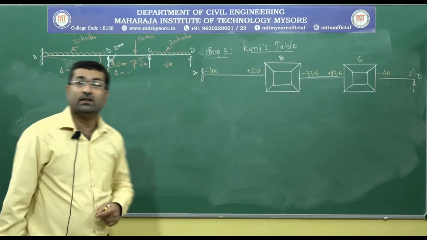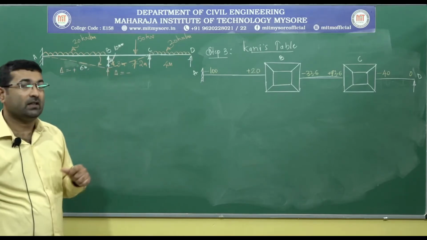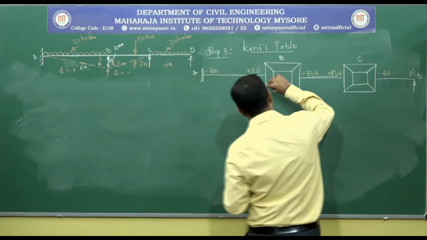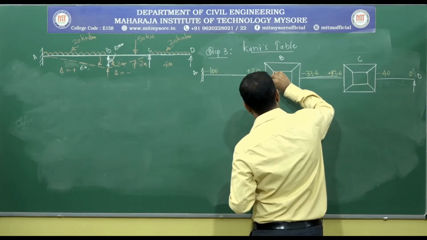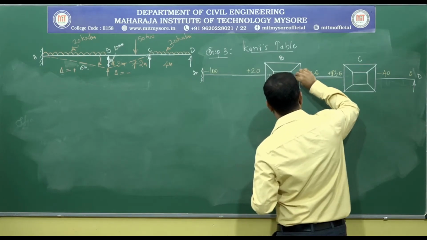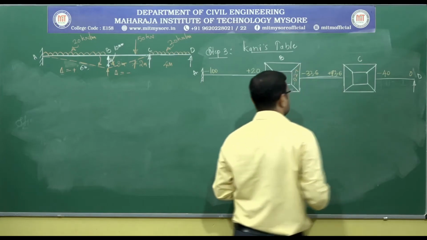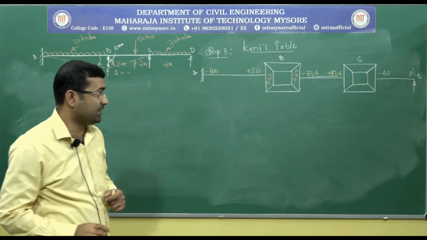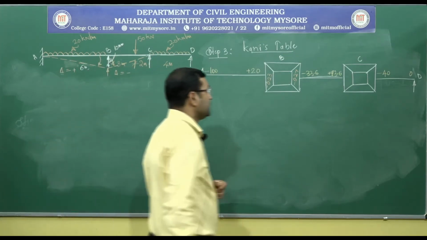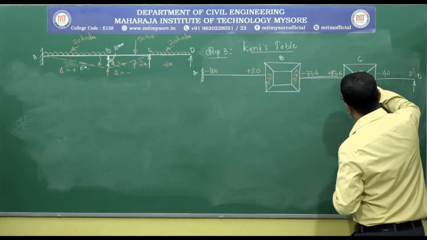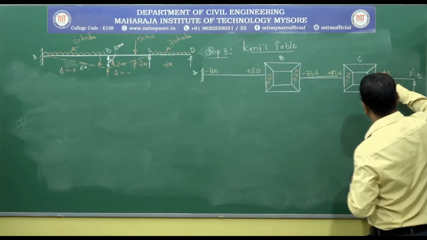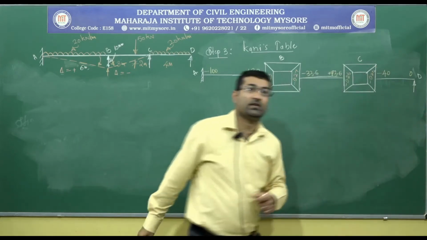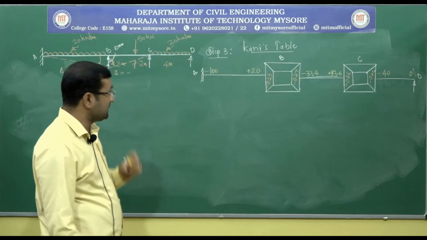So, we have to use these modified values in the Kani's table. And as per step number 2, we have calculated the rotation factors, those I need to represent here. Minus 0.23, minus 0.27. So, these are the rotation factors for member BA and for BC. Similarly, for member CB and CD, it is minus 0.26 and minus 0.24. So, these are the rotation factors, right.